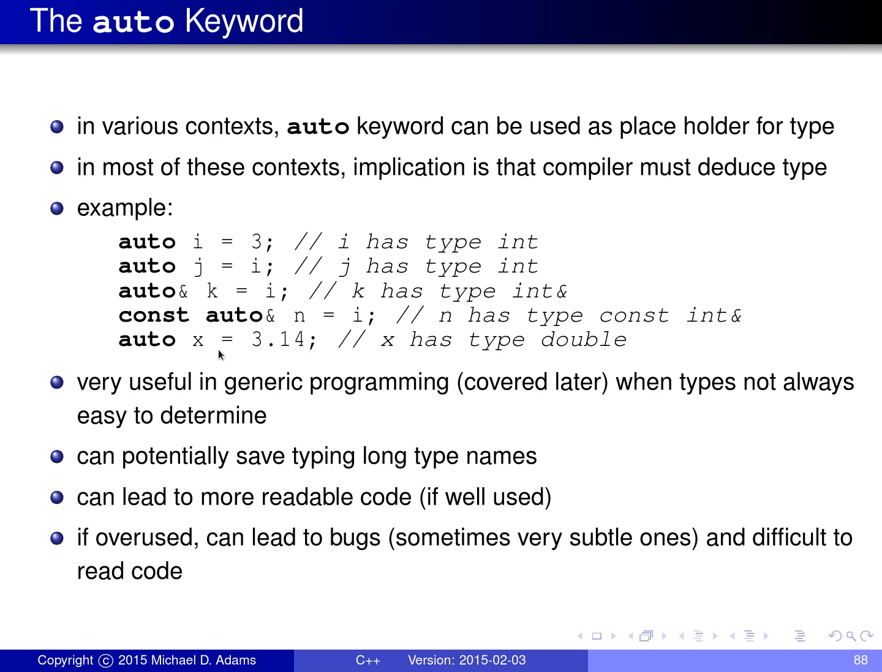In a lot of cases, the auto keyword can lead to more readable code as long as it's well used. Sometimes if the auto keyword is overused, this can lead to very difficult to understand code. So there's a bit of a balance involved in terms of making good choices about when to use the auto keyword and when not to.